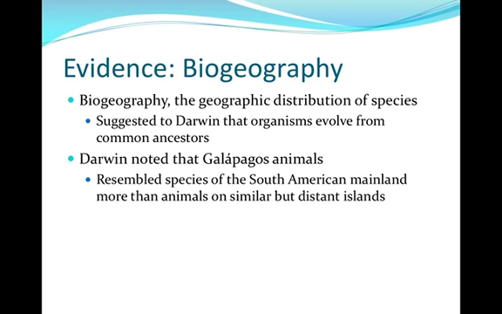Now, biogeography is the geographic distribution of species. Darwin was the first to suggest that organisms evolved from a common ancestor. And it was thought that he really noticed it because he noticed that species on the Galapagos Islands resembled the species that he found on the South American mainland. They were not exactly the same, but they were similar.